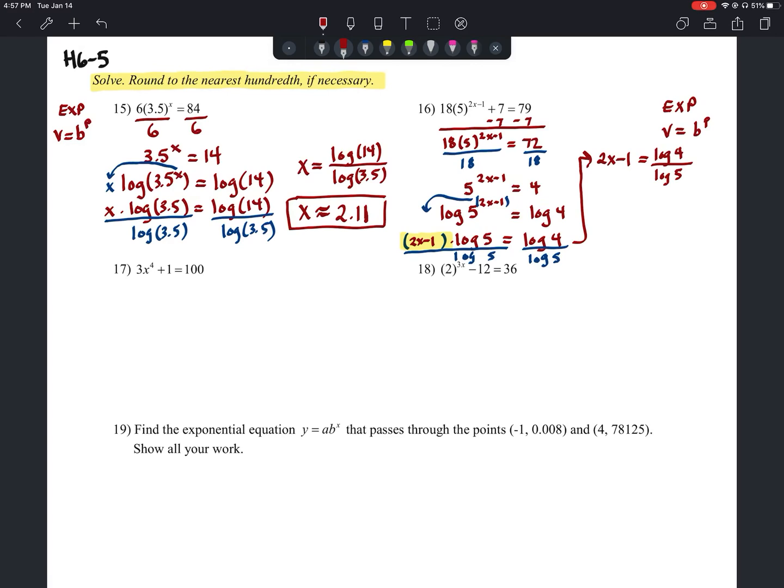And then to get x by itself, we'll just simply add 1 and then divide by 2. So when we do that here, we're going to get that x is going to equal the log of 4 divided by the log of 5 plus 1. And then we're going to divide all that by 2. And after we do that, if we're rounding our answer to the nearest tenths place on this one, we'll get x is approximately 0.93.